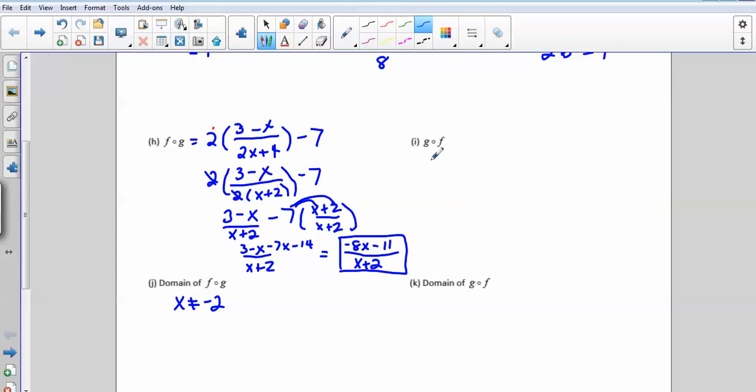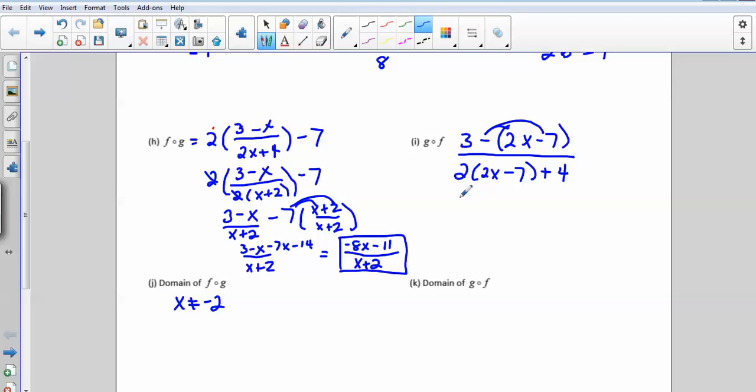In g of f, my outer function is 3 minus x, so that's something over 2 times something plus 4. And then my inner function is f, so that goes everywhere where g had an x. So I'm going to put 2x minus 7 and 2x minus 7. Now remember that when I'm subtracting this entire function, you need to distribute the subtraction to each term.